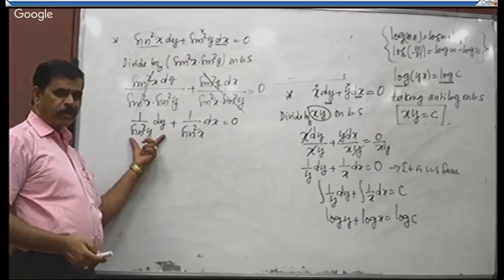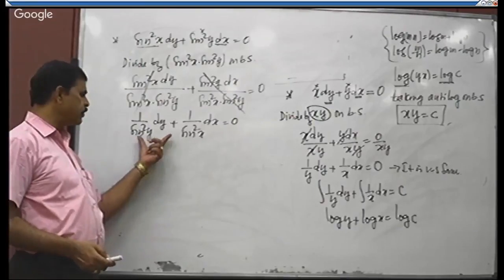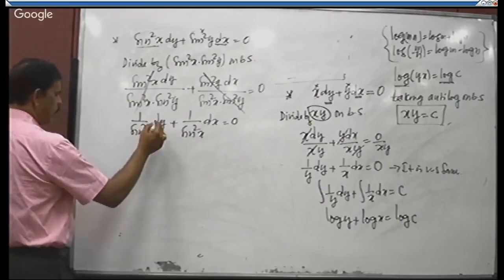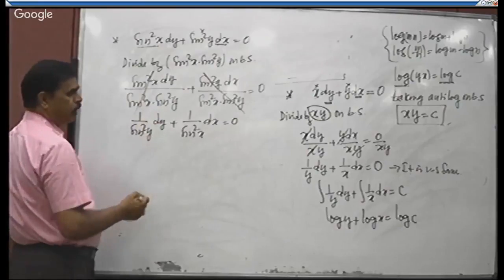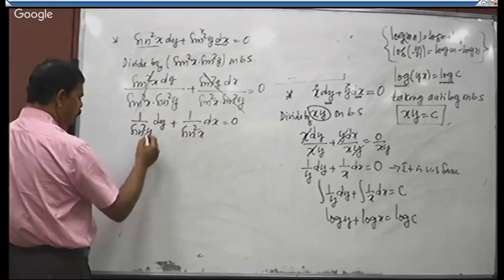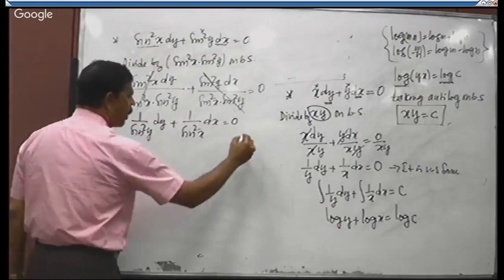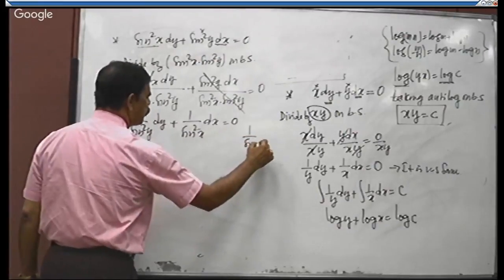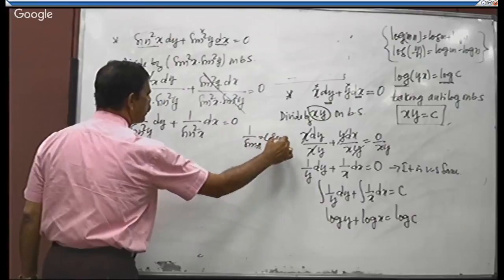Is it in separated form? Right, it is in separated form. Along with dy, we have only y term. Along with dx, we have only x term. We can further simplify it. What is 1 by sin? 1 by sin a can be taken as cosecant a.